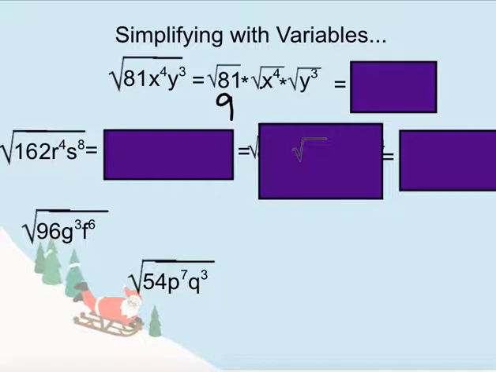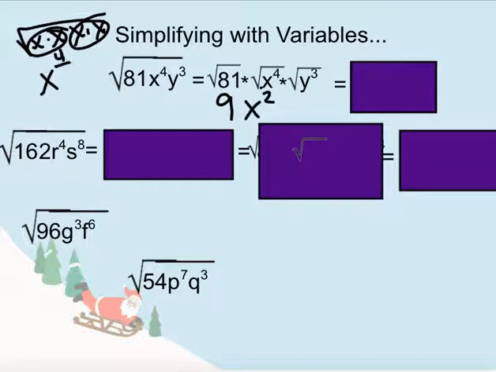And the square root of x to the 4th, many different ways to see it. I'll put it over here. You could see it as x times x times x times x, and you circle and pop 2 pairs of x's to get x squared. Or you can see it as x to the 4th divided by 2. So we have x squared. And then the y to the 3rd, you can see it as y times y times y.